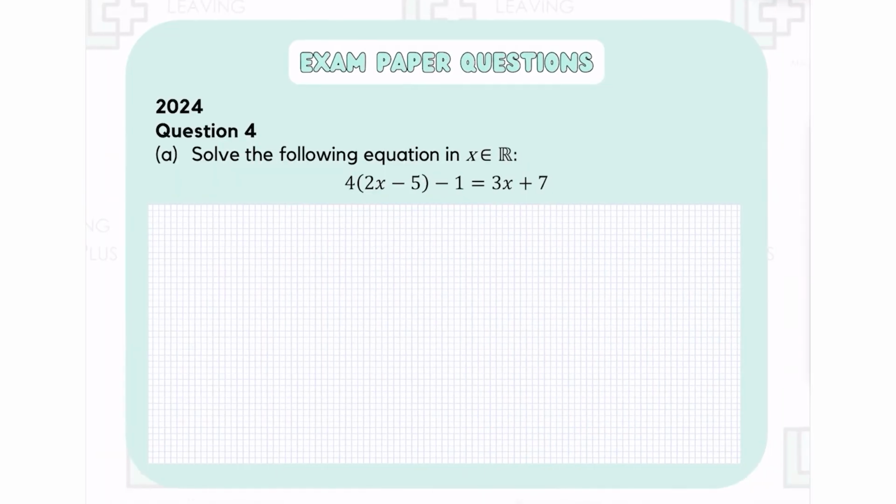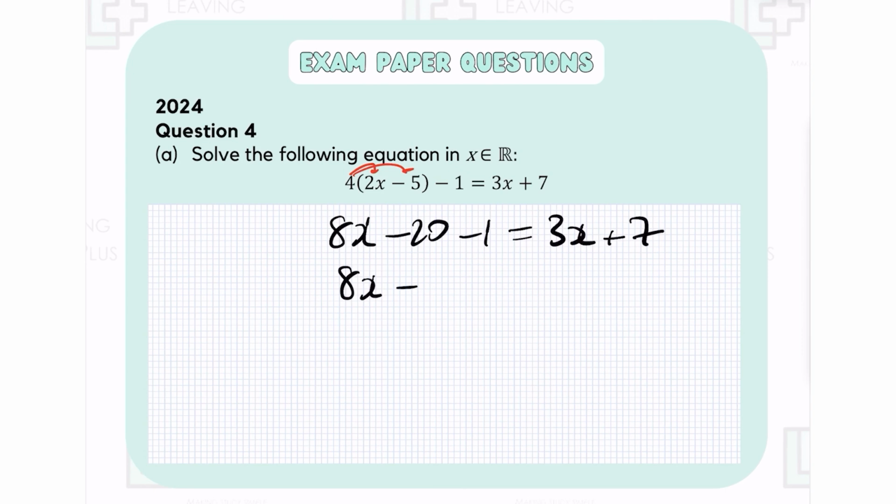Now we're going to see an exam paper question. Our recent exam, 2024 question 4, we're asked to solve the equation. So again, let me show you our steps. We're going to multiply the brackets first. On the left hand side, we have 8x minus 20 minus the 1, equals 3x plus 7. The only bit of simplifying we can do is bring the minus 20 and the minus 1 together as minus 21.